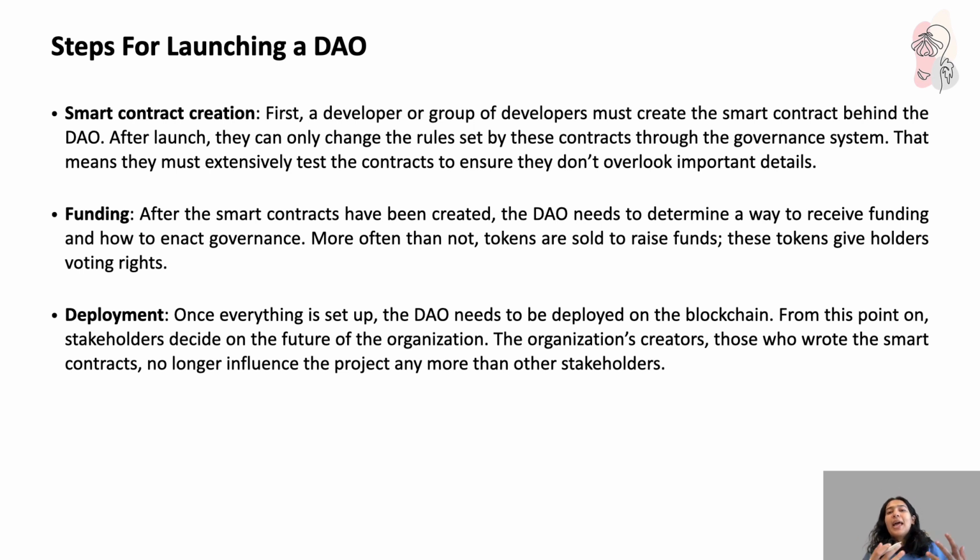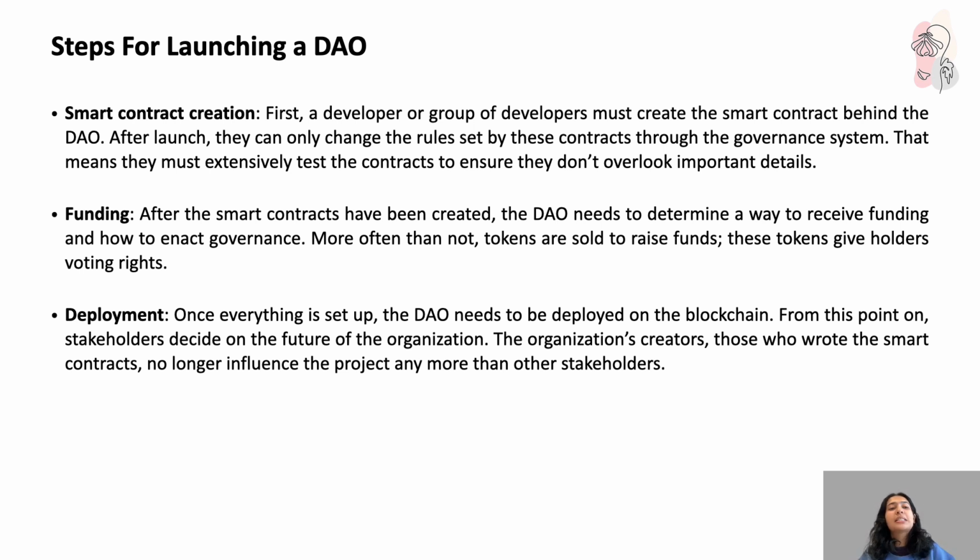Before a DAO actually comes to life, it has to move through three core stages, starting with the creation, then funding, and then finally the deployment. Each of these steps lays a critical layer of trust, decentralization, and community control. So let's just walk through it.